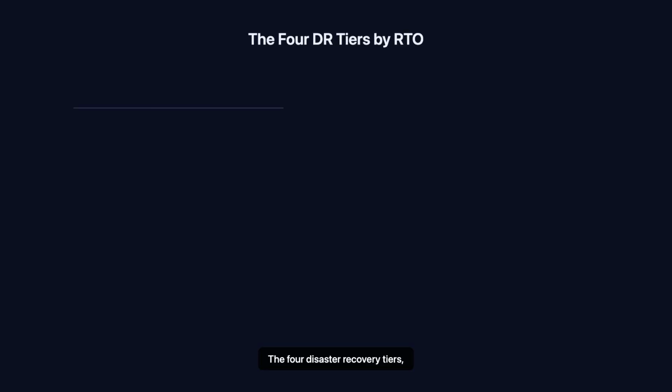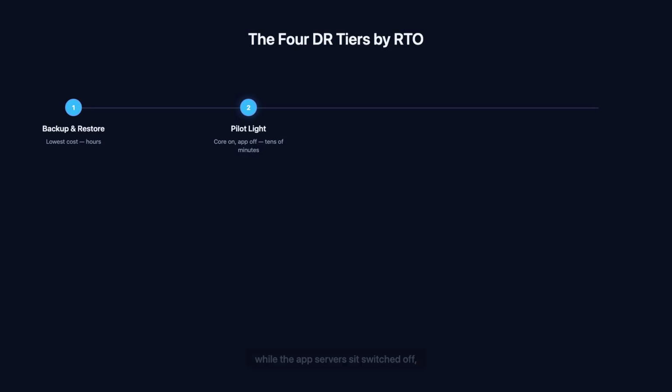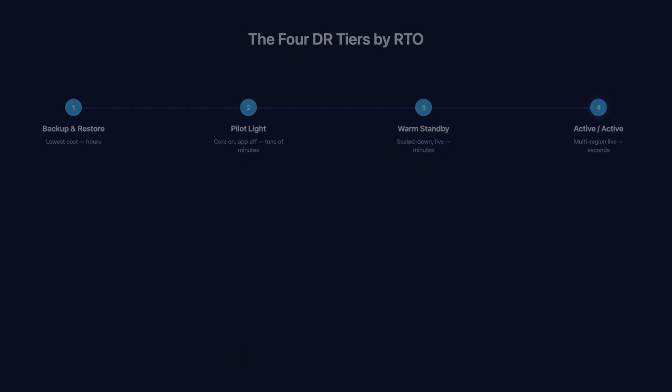The 4 disaster recovery tiers ordered by recovery time and cost. Backup and restore is the cheapest, with recovery measured in hours. Pilot Light keeps your core data replicating while the app servers sit switched off, so recovery is tens of minutes. Warm Standby runs a scaled down but live copy, ready in minutes. And Multi-Site Active runs full traffic in more than one region at once, with recovery in seconds. The exam gives you the RTO and RPO targets, and you name the tier.